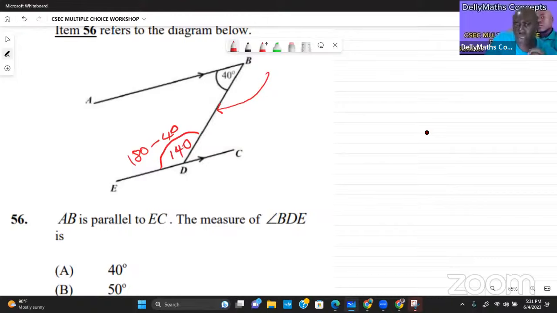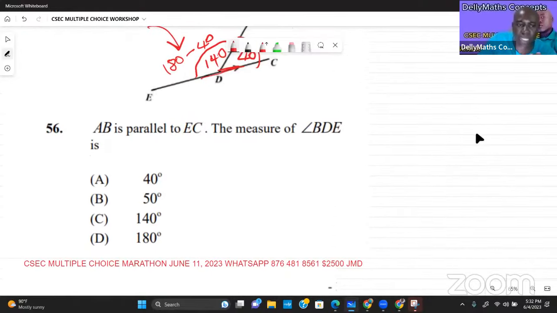So if you don't want to work it like that, you could have used your Z angle to put 40 here. And then you'll have a straight angle and you'll still do this. 180 minus 40 still gives you the 140. So whichever route we take, we're looking for 140, and the answer is C.